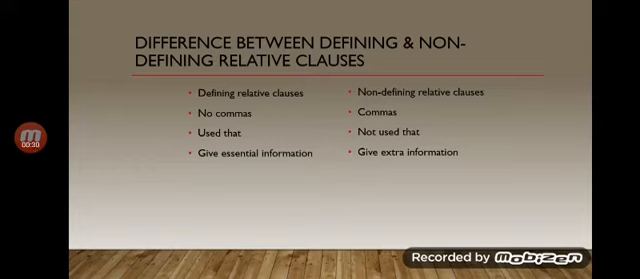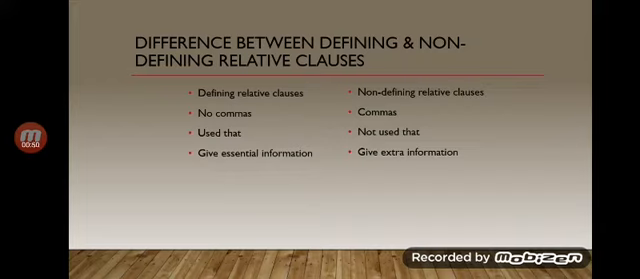In defining relative clauses, there are no commas, and of course you can use that instead of who and which, and it gives essential information. Because of that, you cannot omit the information after the relative clause.